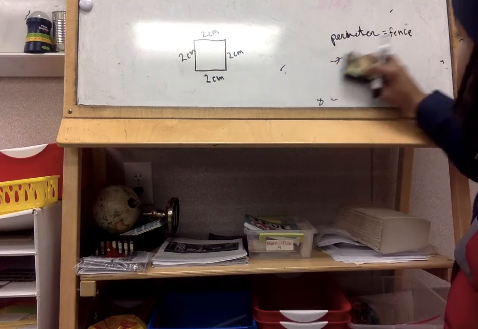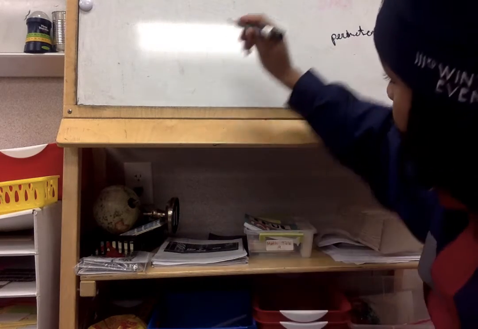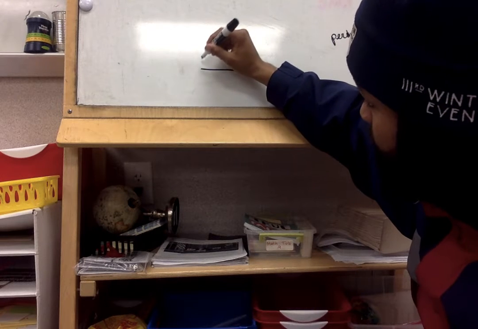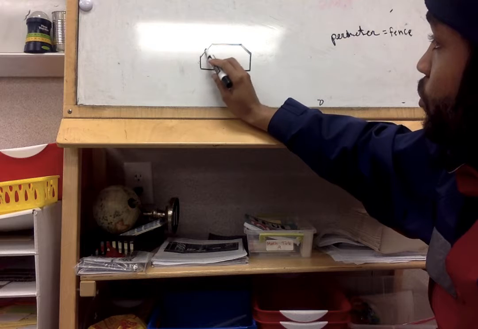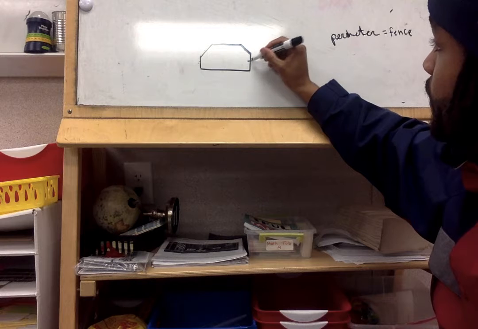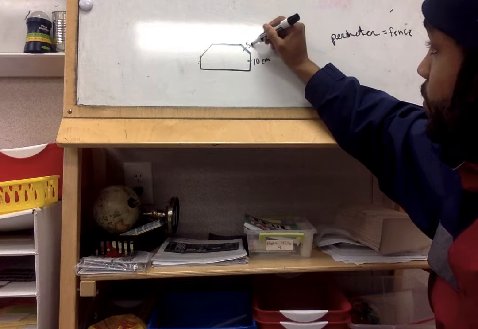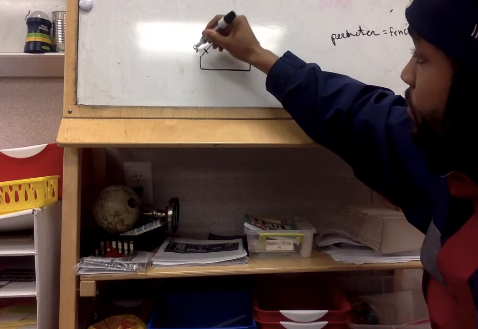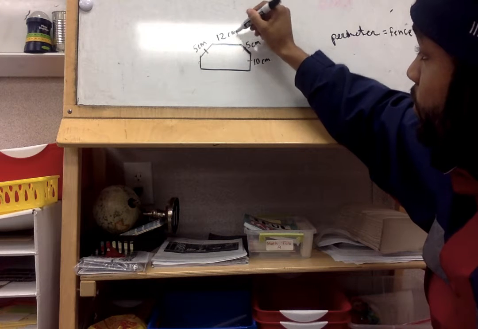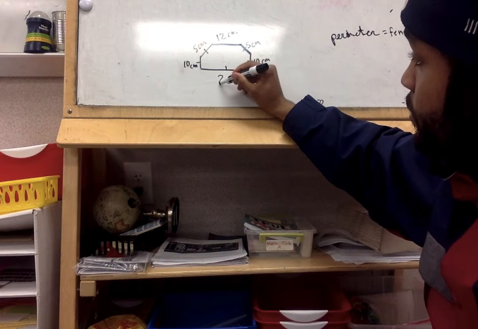Alright, so let's imagine that we have a shape that looks like this. Okay, which is 1, 2, 3, 4, 5, 6. That's a hexagon. All right. Let's say this side is 10 centimeters. Let's say this side is 5 centimeters. Let's say this side is 5 centimeters. Let's say this is 12 centimeters. And this is also 10 centimeters. And we're trying to find this missing length.